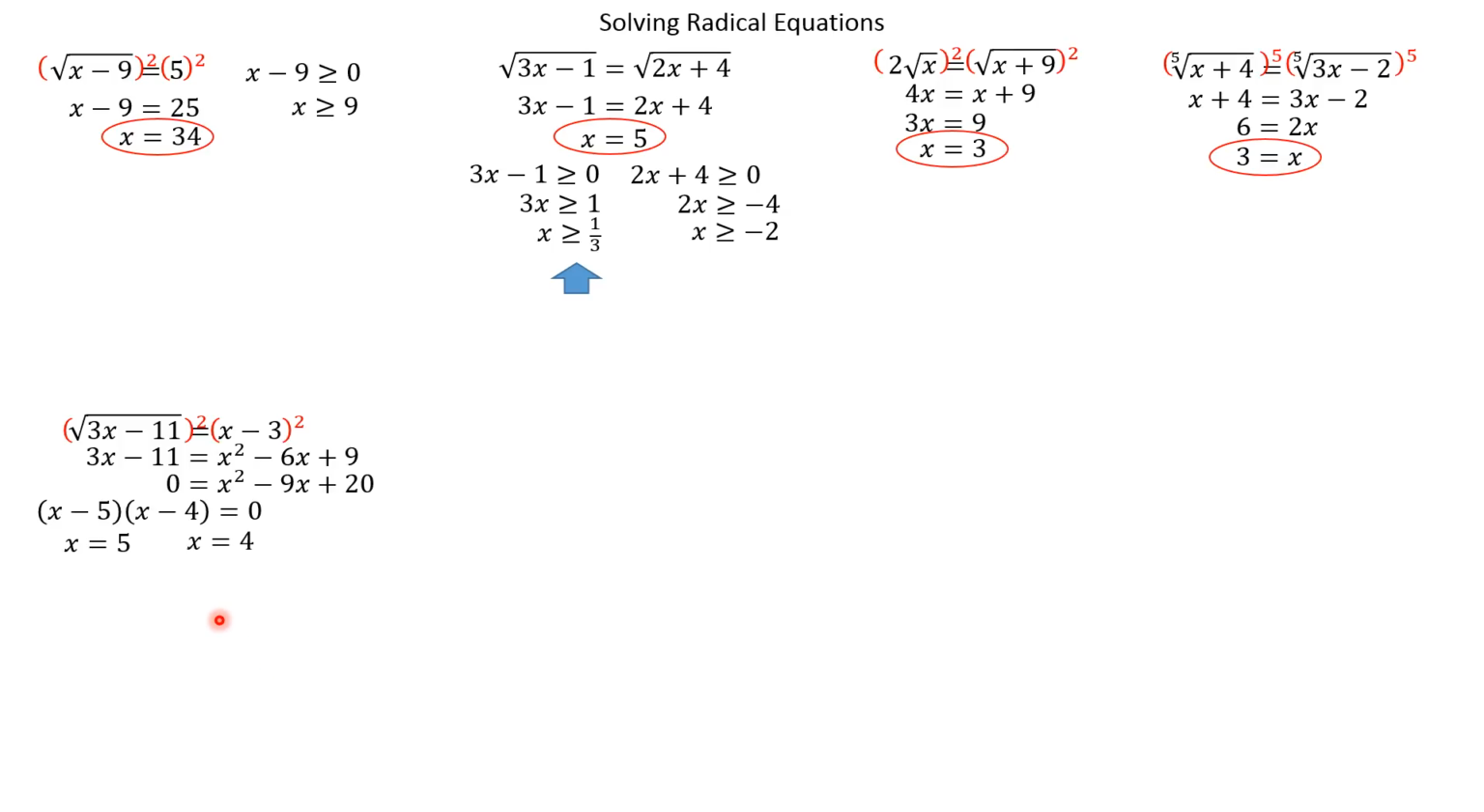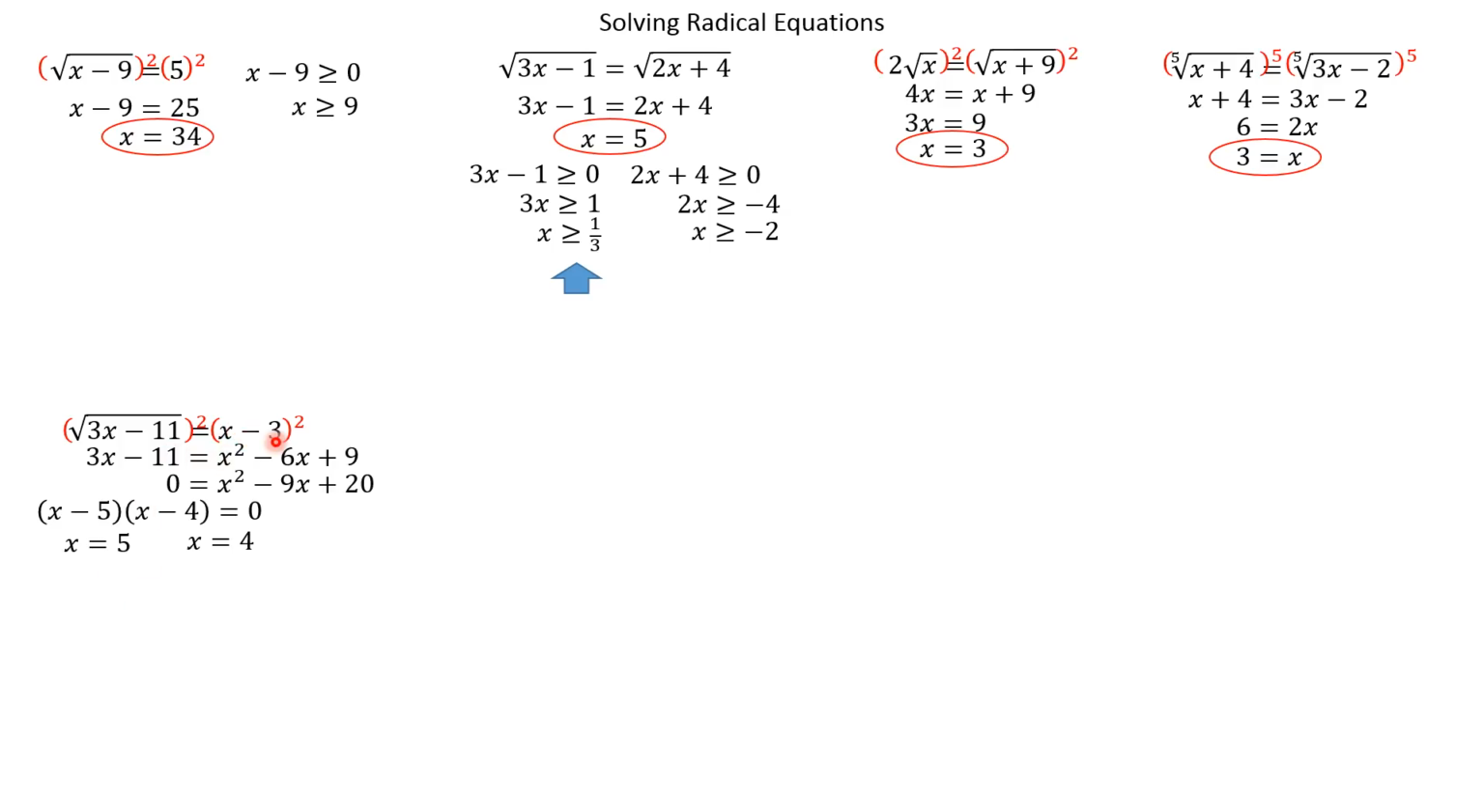Now when we have these, a lot of times, one of these two answers will not work. It's possible that they both will work. It's possible that neither will work. But a lot of times, one of them will and one of them won't. So we can check this. And there's a couple ways of doing that. One is to go back to the domain. But the problem with that is that sometimes it'll work with the domain, but it won't work with the equation. So to check these, I would just plug it back in. Plug in 5. 3 times 5 is 15. Minus 11 is 4. Square root of 4 is 2.